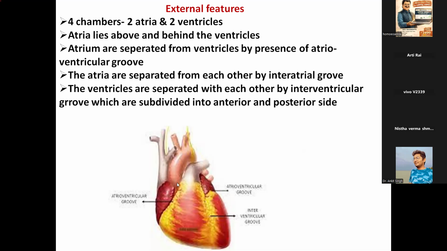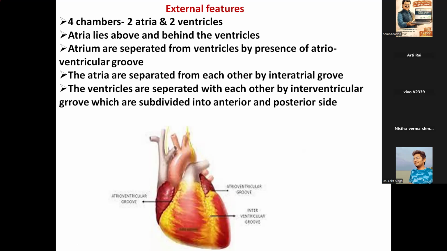As you can see, this is the right atrium, this is the left atrium, and this is the right ventricle. This small portion is the left ventricle. Right? So the atria lie behind and above the ventricles. Now, what you need to remember, very important: the atria are separated from the ventricles by the presence of the atrioventricular groove.